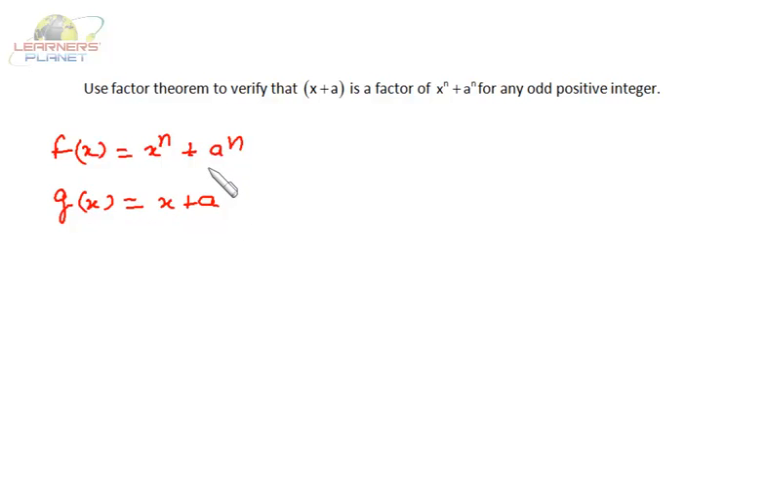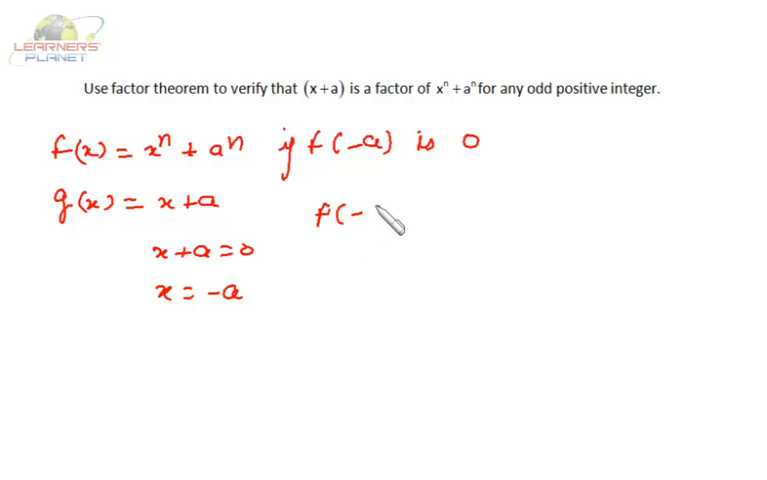Now according to factor theorem, if x plus a is a factor of x raised to n plus a raised to n, then if we put x is equal to minus a, that means f of minus a should be 0. Okay, so x plus a is 0, so x is equal to minus a. So if f of minus a is 0, then x plus a will be a factor of x raised to n plus a raised to n. Okay, so let's calculate f of minus a. So f of minus a is equal to minus a raised to n plus a raised to n.